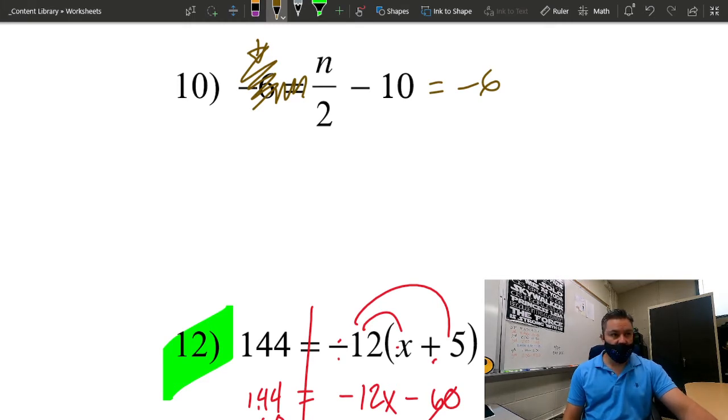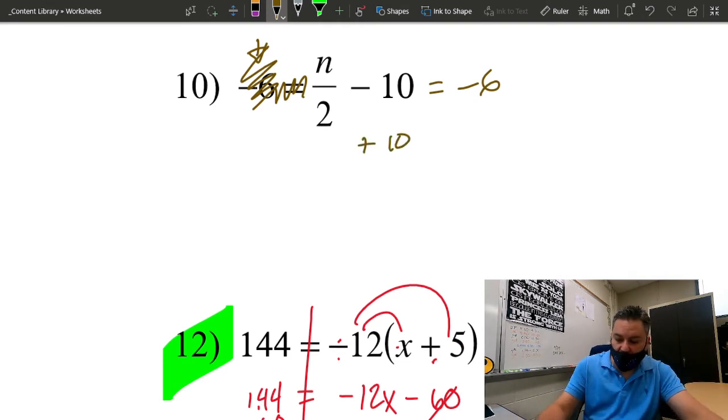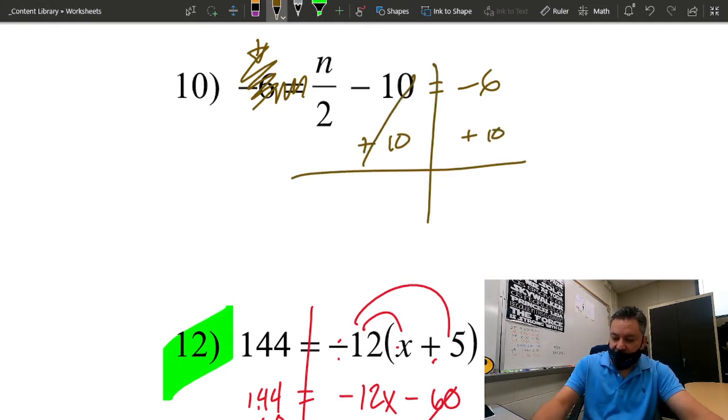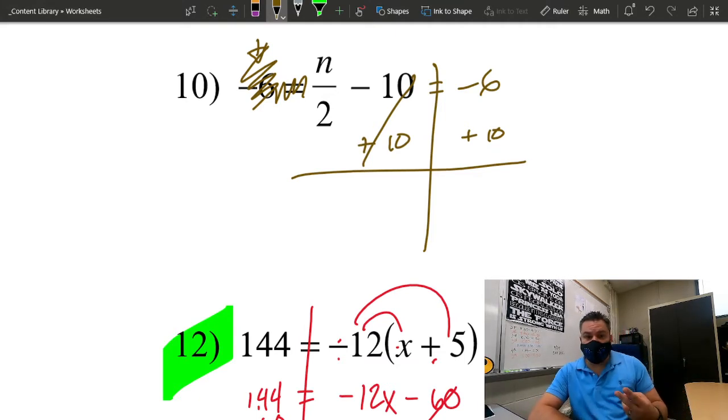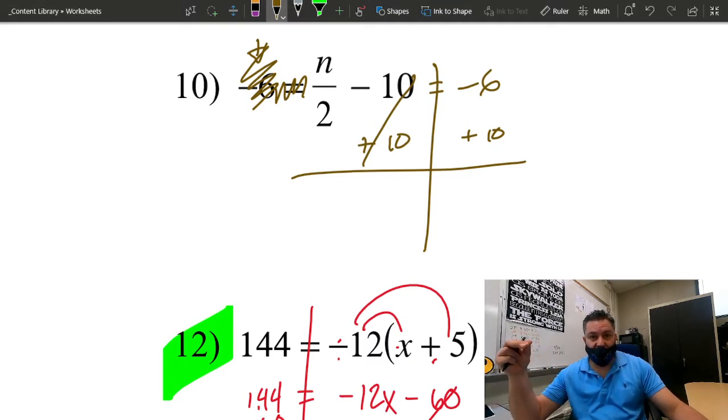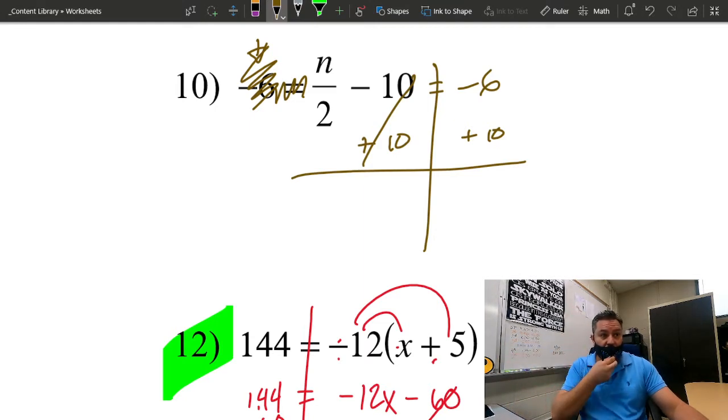First step, add or subtract. What are we doing? Subtracting. It's subtracting, so the opposite is add. We're going to add 10 on both sides, right? That cancels out. Now we have -6 plus 10. This is the adding and subtracting rule. We have opposite signs, so we have to subtract and keep the sign of the bigger number. Positive. Okay. So, what is 10 minus 6?